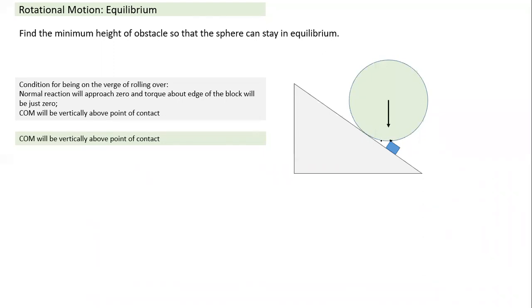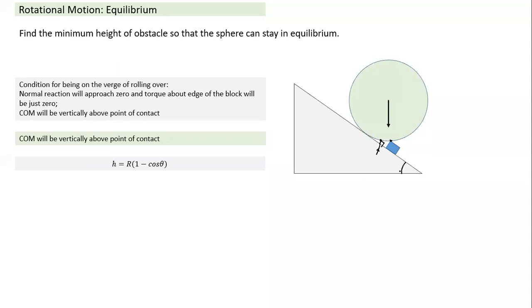If I keep the block of this height here, this contact point is here, and it will exert a force in the radial direction if the surface is smooth. This will exert a force, but there will be a net torque, and it will ride over. The condition is that the point of contact has to be vertically below. And if the point of contact is vertically below, it becomes a very easy question to solve.